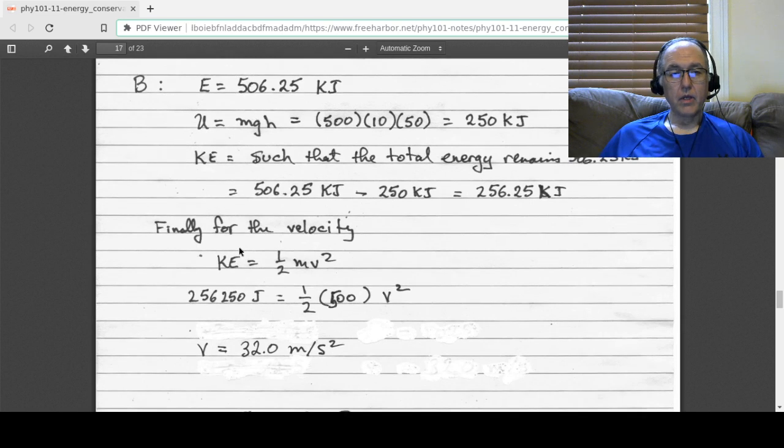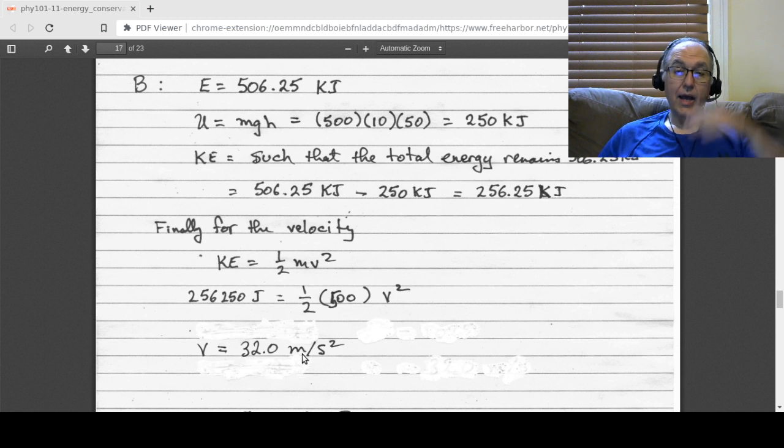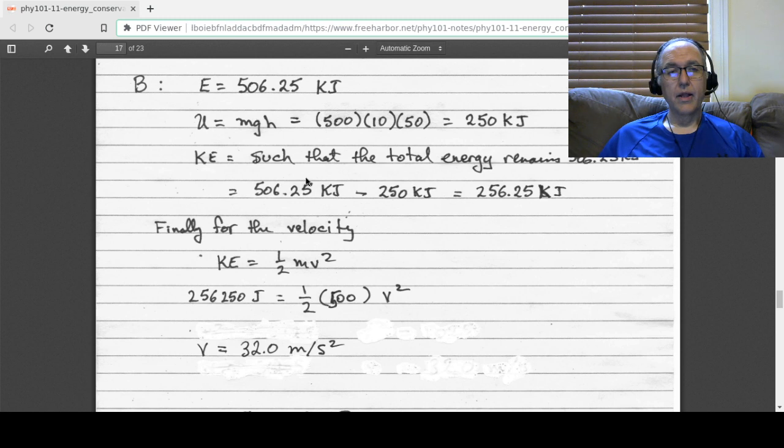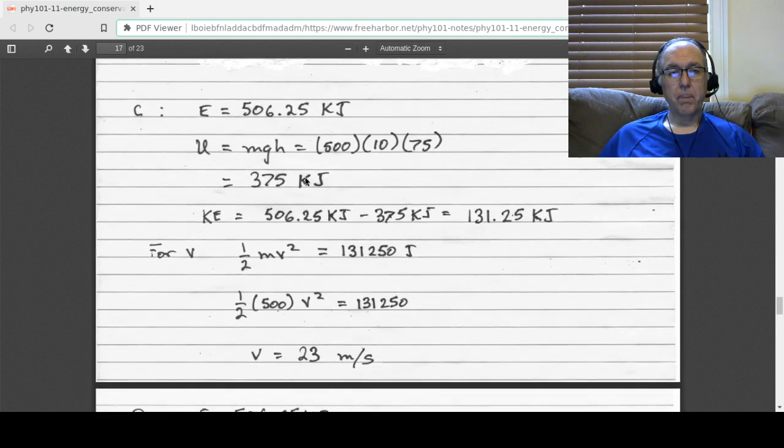All right, so great. Before we move on, always ask yourself, does this number make sense? Well, at the higher level, it was traveling 5 meters per second. As it went downhill, you expected it to speed up. It did. It went from 5 meters per second to 32 meters per second. Great. Okay, let's look at point C.